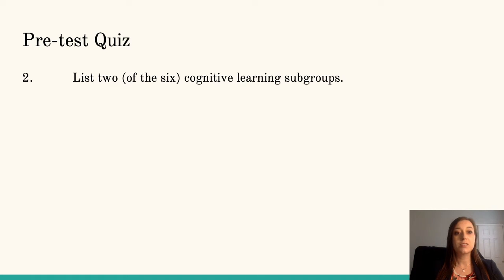Okay, list 2 of the 6 cognitive learning subgroups. So there's a newer and an older version of Bloom's taxonomy. Either answer would be fine for those 6 subgroups. Okay, so knowledge or remembering is the first. Comprehension or understanding is the second. Application, applying is the third. Analysis or analyzing is the fourth. Synthesis, evaluating is the fifth. And then evaluation or creating is the sixth. And we'll definitely be diving into that more in just a little bit.